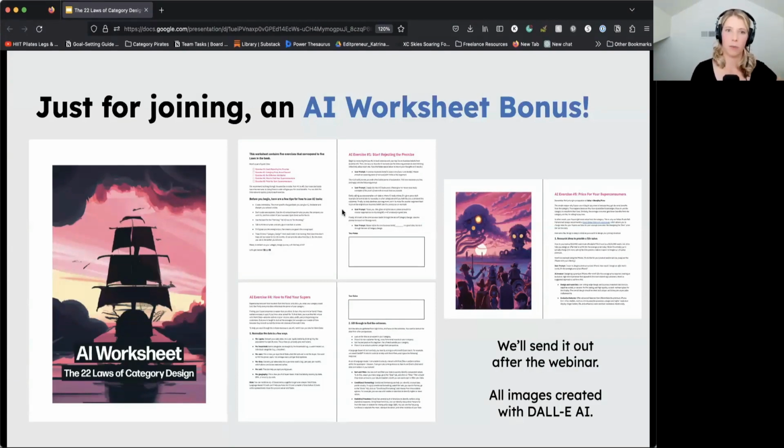The reason why we created this was we were really experimenting with using ChatGPT and AI as we were writing the book and coming up with the in-book exercises. And we thought it would be really helpful for people to see what we were doing and see our process, and then be able to apply it to your own category and help you get your own outcomes.